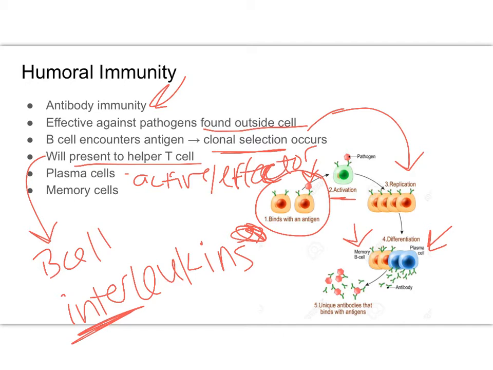But these helper T cells are going to do just that. They're going to activate more B cells. They're going to activate more of them. And they're going to activate some of these cytotoxic T cells by releasing the interleukins. So again, that's the chemical that the helper T cell releases. These are from the helper T cell, that they release to help them activate these other cells.